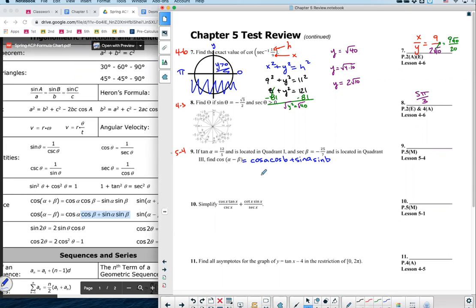So that's what I have there. Now let's talk about our alpha and beta. Here's what I know about A. It says tangent A is 12 over 5, and it's located in quadrant number 1.